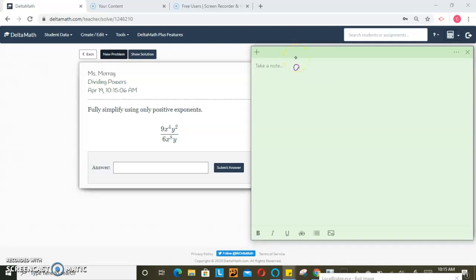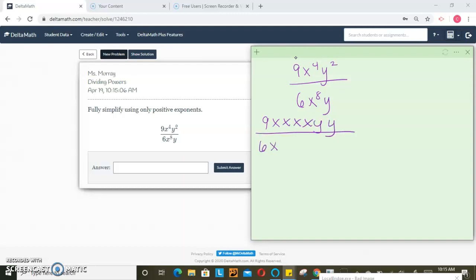Okay, I have 9x to the 4th y squared over 6x to the 8th y. So I can do it both ways. First I'll do the writing out way. 4 x's and 2 y's. Then in my denominator, I have 8 x's and 1 y. So I notice 6 doesn't go into 9 evenly, but they share a common factor of 3.